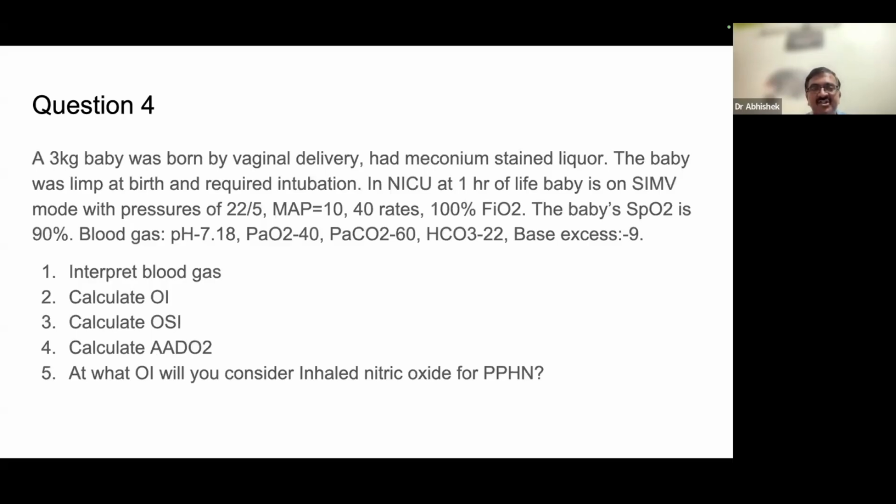OI, oxygenation index. Yeah, 25 is the right answer. What is the formula for OI? It's MAP into FiO2 by PaO2. You answered right. What is the OSI in this case? OSI is a relatively new term that has come in. Your answer is right, 11. What's the formula?